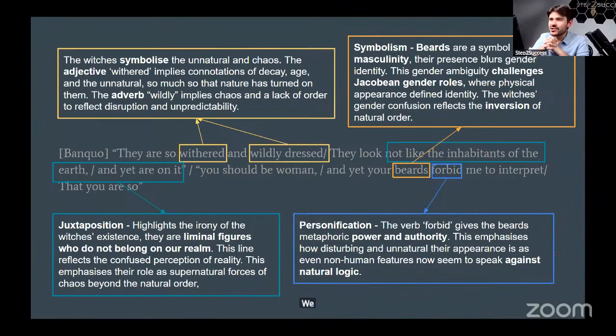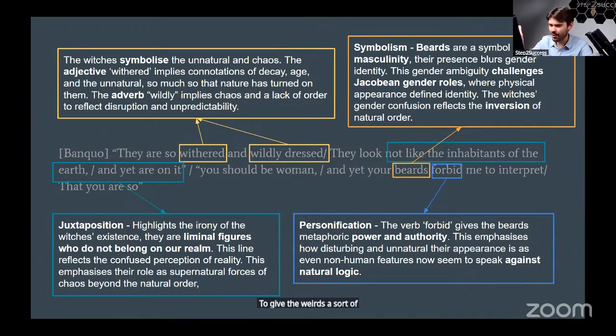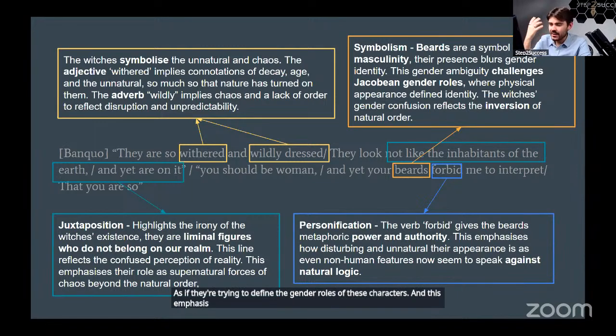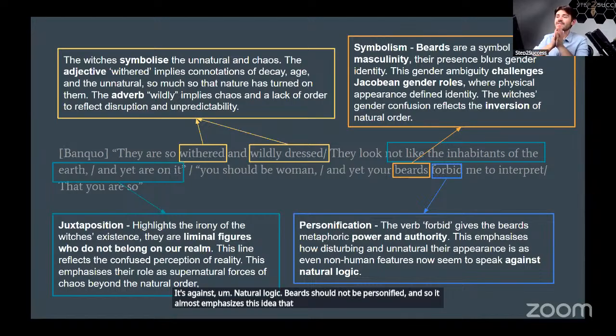We also get this personification of the beards. It's almost as if Shakespeare presents the beards as having human qualities. So he uses this verb of forbid, this imperative verb, to give the beards a sort of metaphoric power almost, giving the beards authority, as if they're trying to define the gender roles of these characters. And this basically emphasizes how disturbing and unnatural their appearance actually is. It's against natural logic. Beards should not be personified. And so it almost emphasizes this idea that they're there to subvert the normal order of the world.